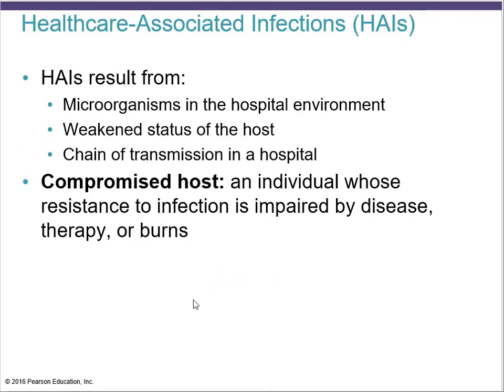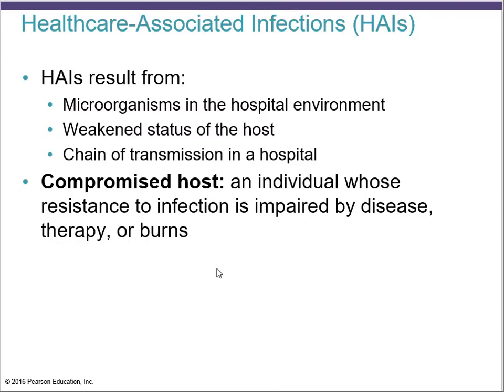These health-associated infections happen because the host is already compromised, right? The patient is already in a situation of debilitation, and the immune system is weakened. So that's going to cause that chain of transmission to be higher. Microbes that are already in the hospital environment are another reason why these conditions happen. Also, patients, for example, that have open wounds or burns have a totally open door for these infections to happen because the skin is not there to protect them, right?